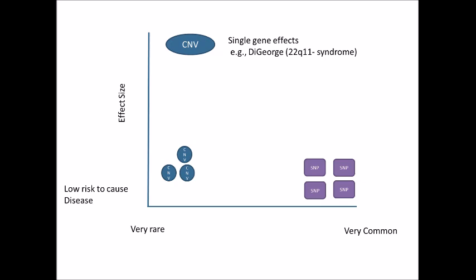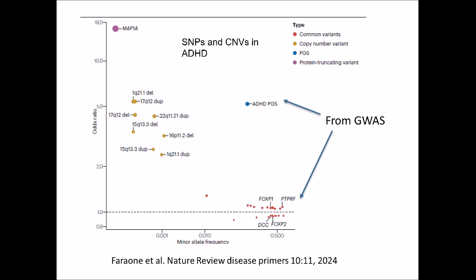We'll be studying that disorder in a later lecture. So SNPs are always very common and very low effect. CNVs are always rare, but their effect depends on how big they are. And in journals, this is how it is presented. This happens to be a study of ADHD. We'll look at this later in more detail.